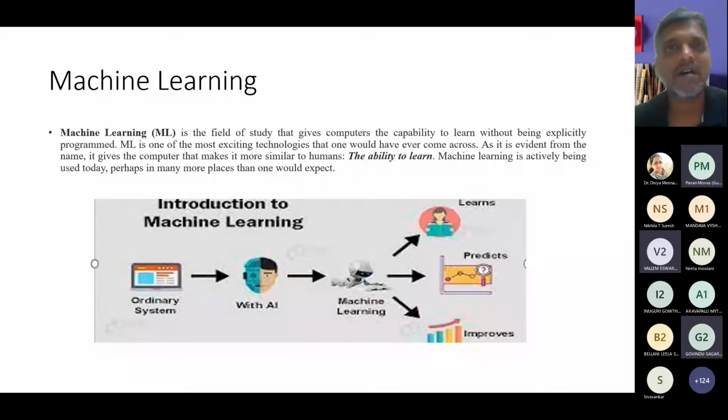In earlier days, if we wanted a computer to do something, we had to write a program. If you want the computer to find the factorial of a number, we have to write a program and instruct it what to do and how to do it. So computers used to be dependent on humans. They didn't have that intelligence, right? They couldn't act on their own. But with the advancements in AI and machine learning, we can make computers learn by themselves and act or make decisions without the involvement of others. So that is what machine learning is. Machine learning is actively being used today, perhaps in many more places than one would expect.